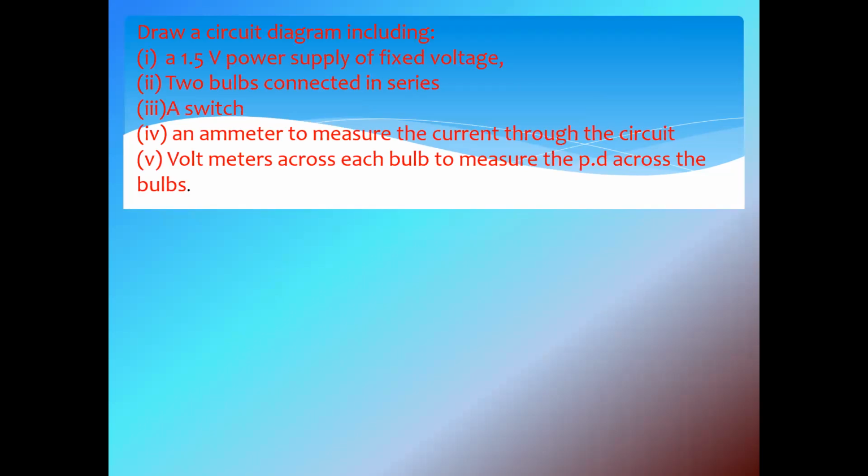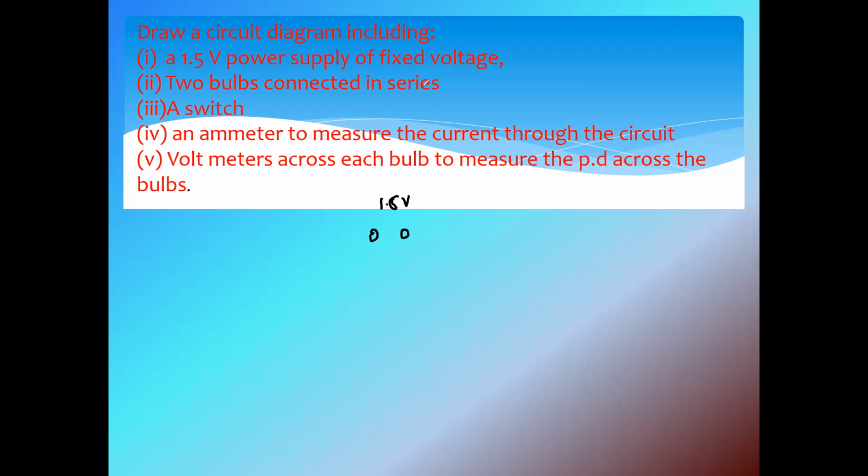Now some questions related to the circuit. Like we have to draw a circuit diagram with a 1.5 volt power supply of fixed voltage, because a power supply can also have a variable voltage. So first we draw the 1.5 volt power supply. You have to learn the circuit symbols. So this is 1.5 volt.